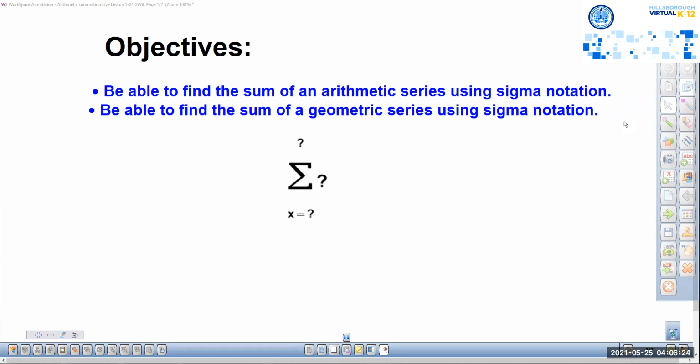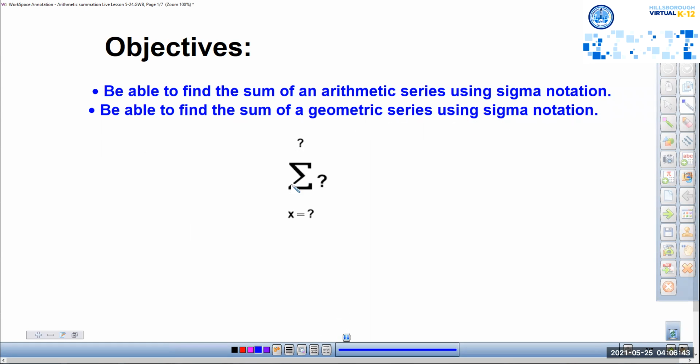Today's live lesson is on sigma notation. And the objectives, well, you will be able to find the sum of an arithmetic series using sigma notation, and you will be able to find the sum of a geometric series using sigma notation.